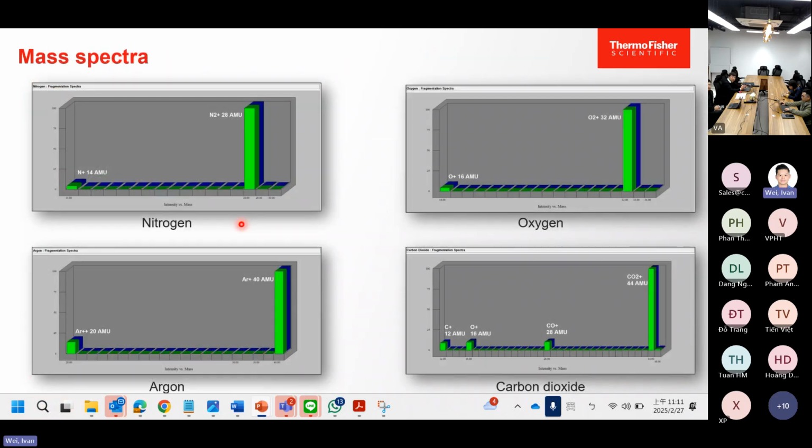For the mass spectrums, as I mentioned earlier, this is the common mass spectrum we see out in the gas. As you can see, we have nitrogens, oxygens, argons, and carbon dioxides. After those gases are ionized, they can break into fragments. N2, the atomic mass unit is about 28. When you break it apart, it becomes 14.